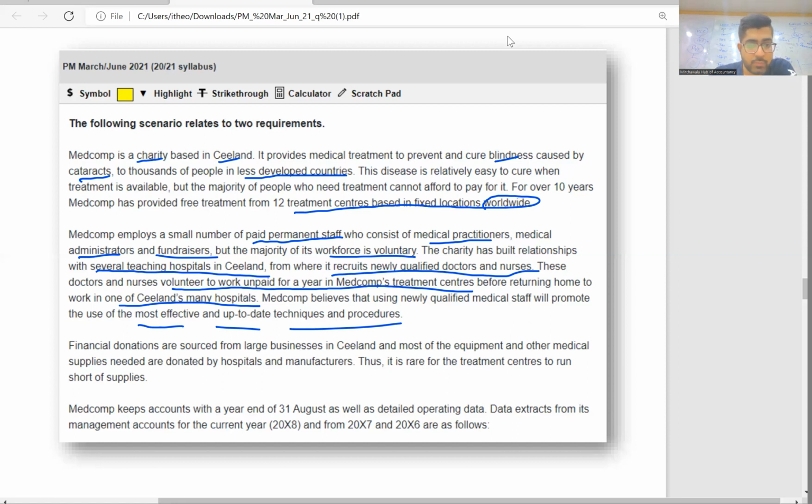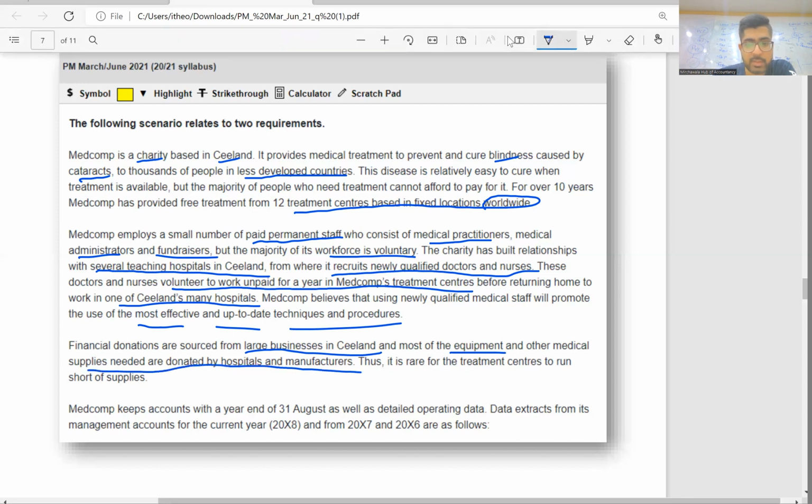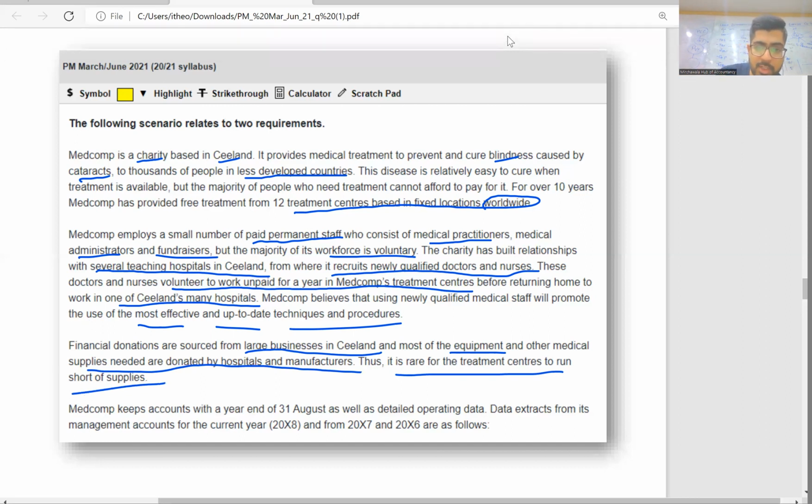Financial donations are sourced from large businesses in Sealand, and most of the equipment and other medical supplies needed are donated by hospitals and manufacturers. Thus, it is rare for the treatment centers to run short of supplies. The system is strong. Financial donations come from large businesses, and equipment and medical supplies are donated by hospitals and manufacturers.